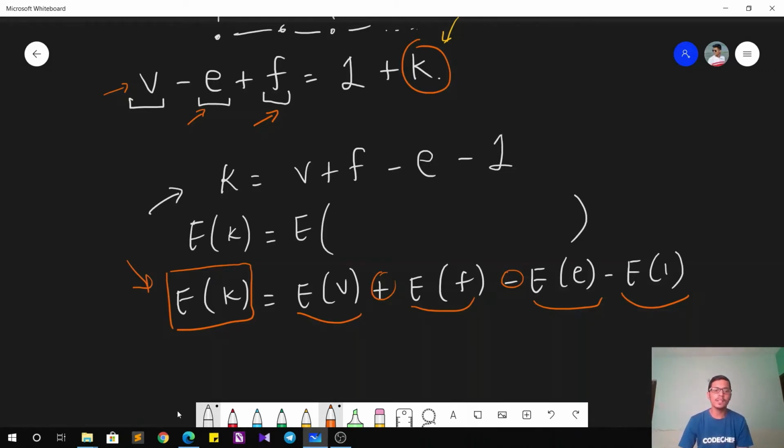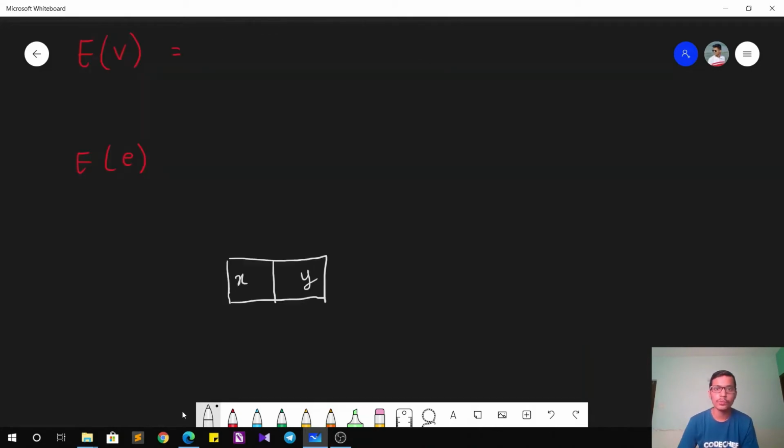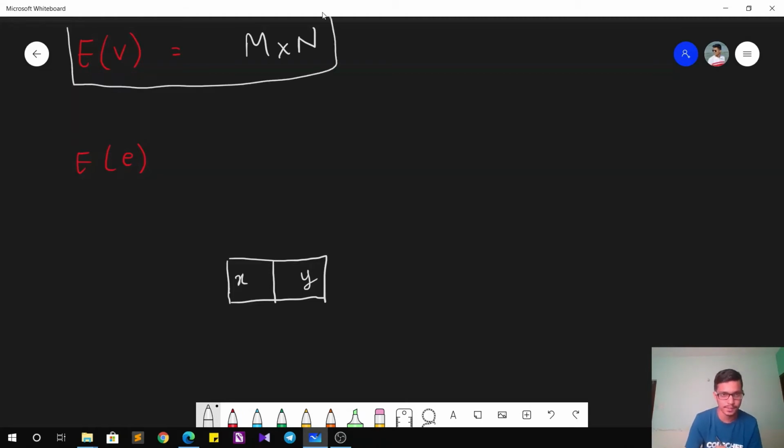So let's see one by one how to calculate these four quantities. The first one, that is the expected value of the number of vertices, is again an easy one. Why? Because it's a constant. The number of vertices in the m cross n matrix is nothing but m cross n. The number of vertices is a constant, so that is nothing but the expected value of the number of vertices.